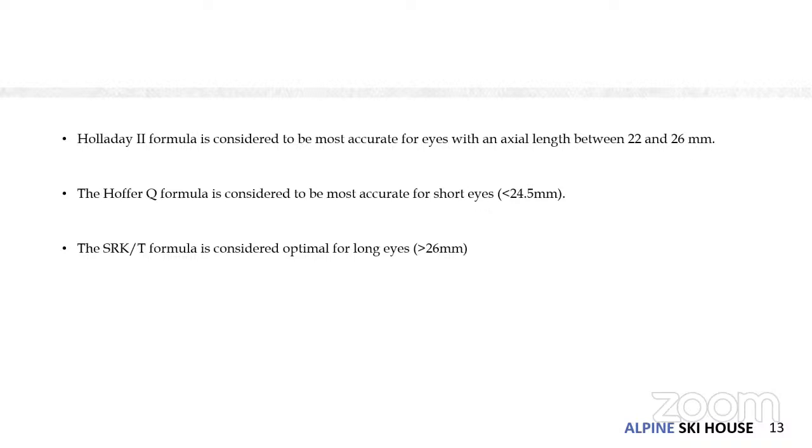On the basis of axial length, the Holladay 2 formula is considered most accurate for eyes with axial length between 22 to 26 mm. The SRK/T formula is considered most accurate for shorter eyes, less than 24.5 mm, and the SRK/T formula is considered optimal for the longer eye.